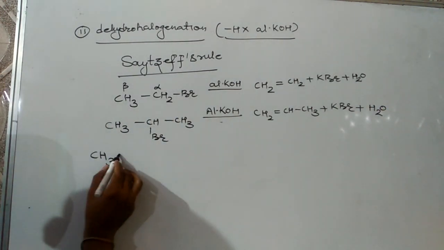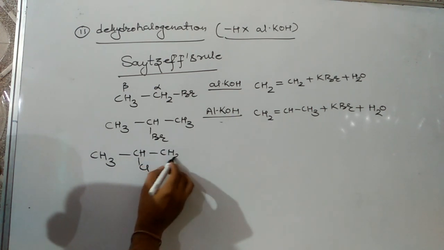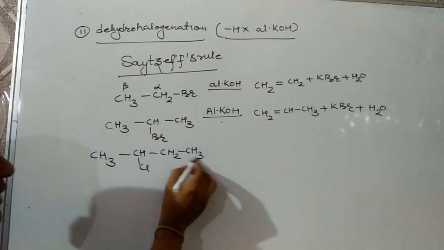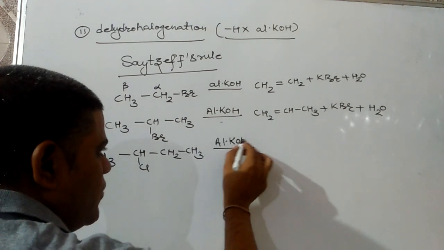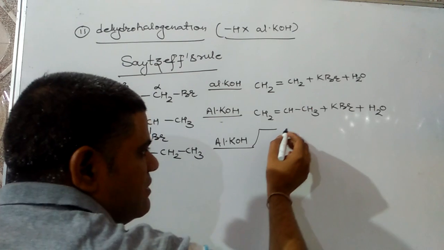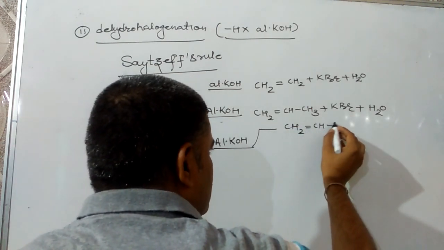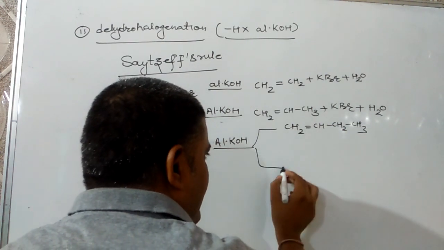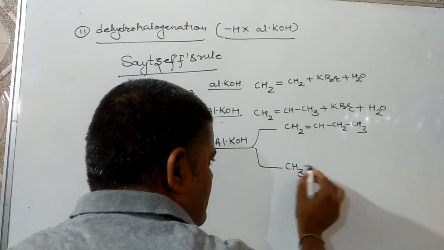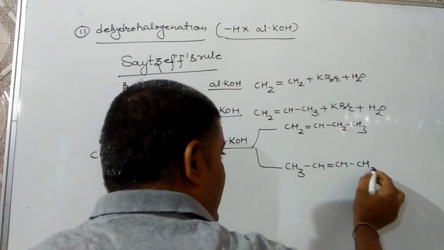Next case is a very important one. If 2-chlorobutane is given to you and then we have to add alcoholic KOH, so here two products can be formed. One will be but-1-ene due to beta elimination and the second will be but-2-ene. Then which is our major product?